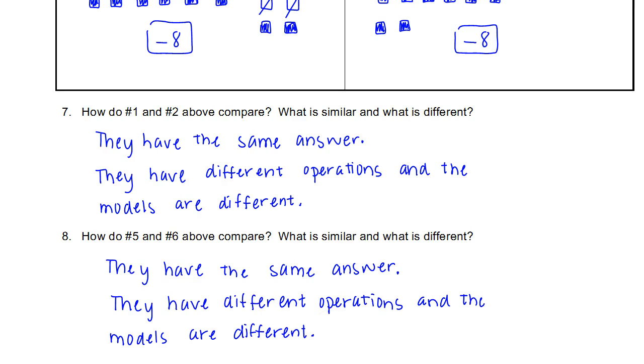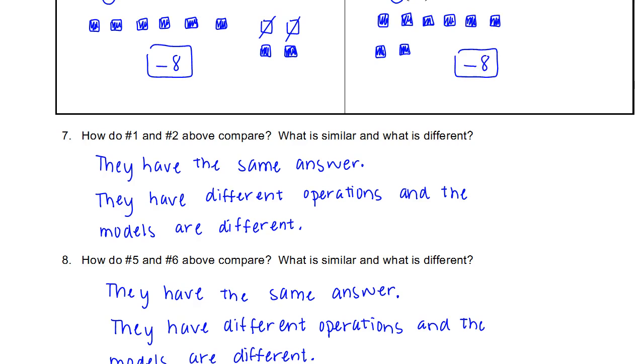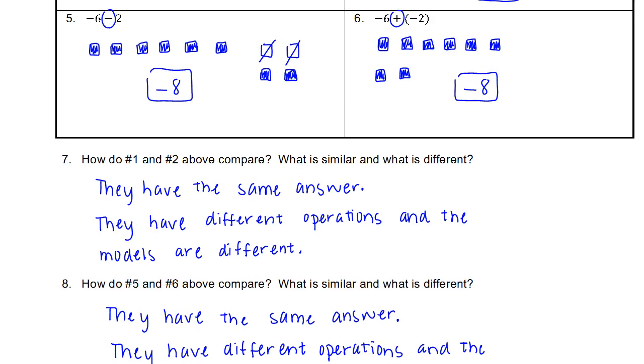Okay, so what they kind of wanted us to see, I'm going to scroll back up so we can see number 5 and number 6. They wanted us to realize that number 5 could be rewritten as an addition expression, and if I were to rewrite it, it would be the same expression as number 6. So as an example, for number 5 here, I can rewrite this as a -6 plus a -2. And now we're looking at the same expression as we see for number 6. And this is why they have the same answer, -8.